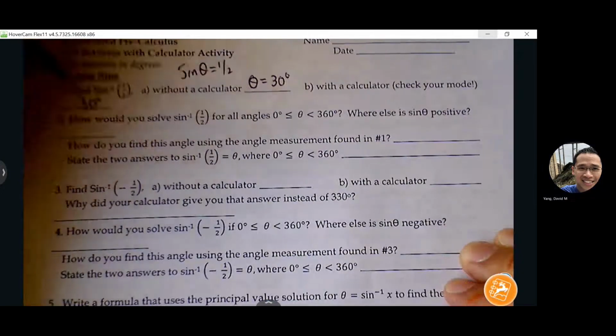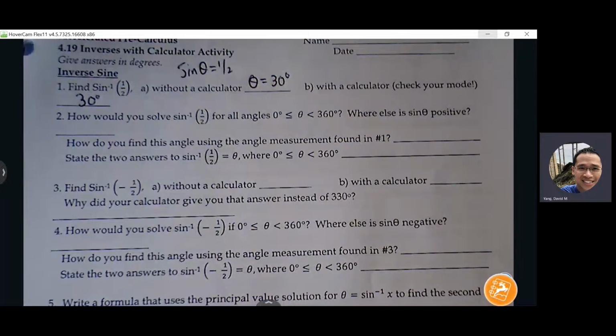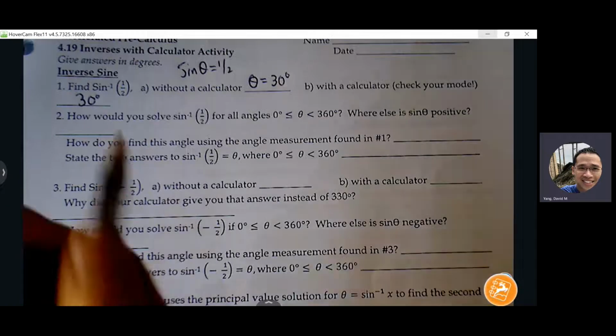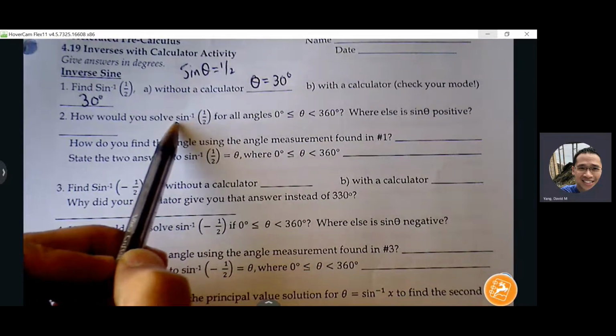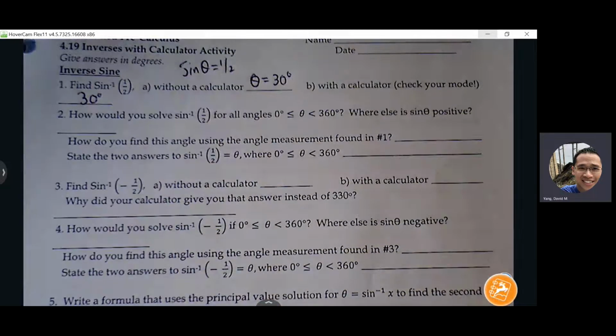degrees. We talked about how sine and tangents have something a little bit different if it's negative, right? Fourth quadrant. And the cosine is just second quadrant if it's negative. Okay. Okay, so how would you solve inverse sine? So now we're back to lowercase s. How would you solve inverse sine of 1/2 for angles between 0 and 360? Where else is sine positive?